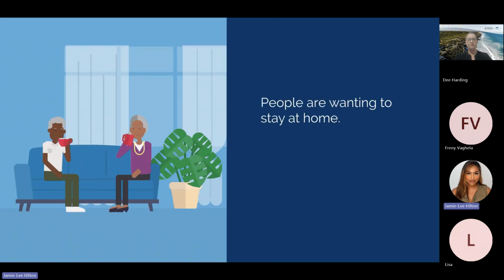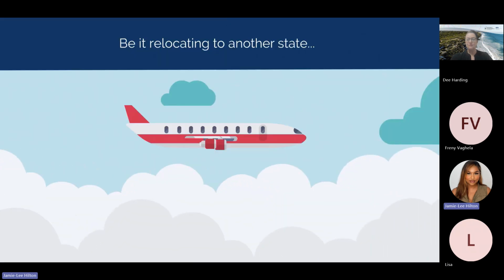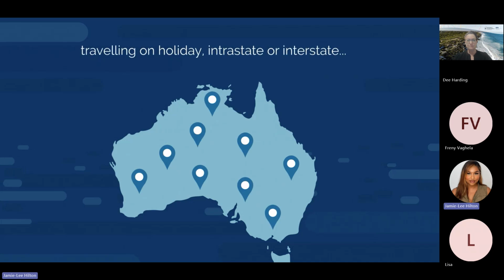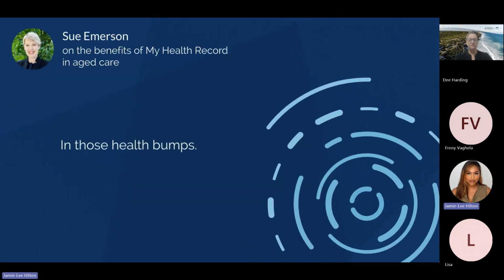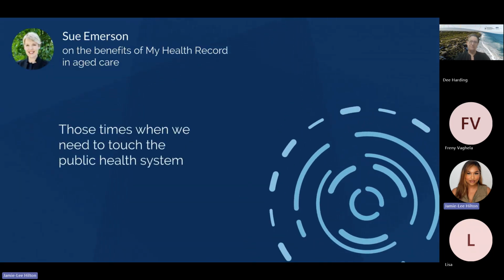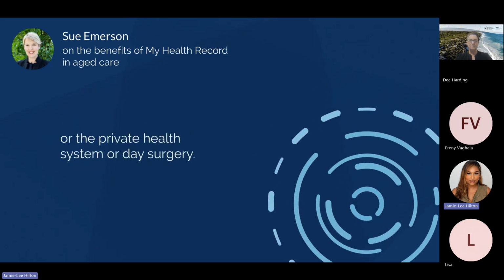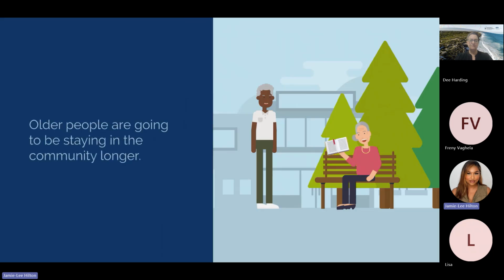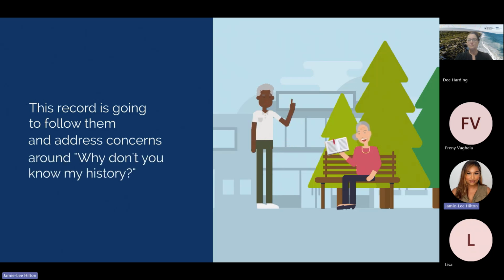People are wanting to stay at home, and the My Health Record will follow them and be there in the background wherever they may go, be it relocating to another state, be it travelling on holidays, intrastate or interstate within Australia. The My Health Record goes with them. And then in those health bumps, those times when we do need to touch the public health system, perhaps with an admission to a hospital or the private health system, or day surgery, older people are going to be staying in the community longer, and this record is going to follow them and really address those concerns around, why don't you know my history?